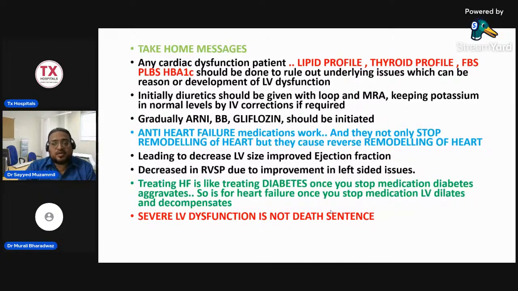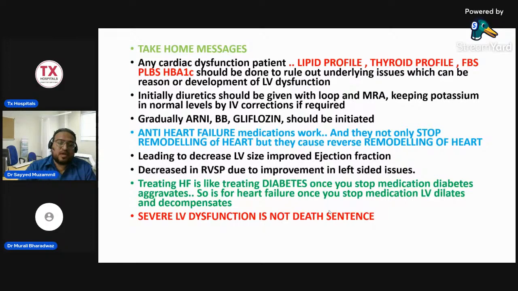Anti-heart failure medications work, and they not only stop remodeling of the heart, but they cause reverse remodeling of the heart, leading to decreased LV size and improved ejection fraction, and decreased right ventricular systolic pressure due to improvement in left-sided issues.